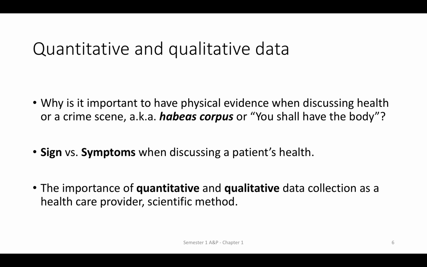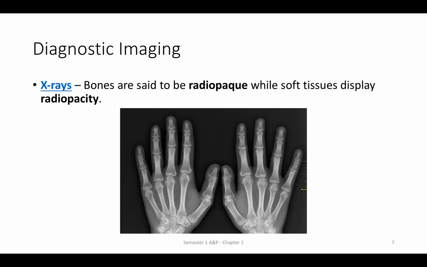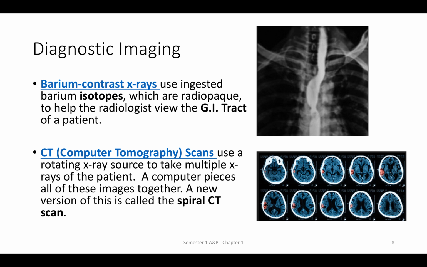So with this data, we talked about different ways we can diagnose patients. We looked a lot at diagnostic imaging. When you're reviewing diagnostic imaging, I would just know the main function of each type, that x-rays are a way that we can view our bones, barium contrast x-rays are a way that we can look at our GI tract or your digestive tract.